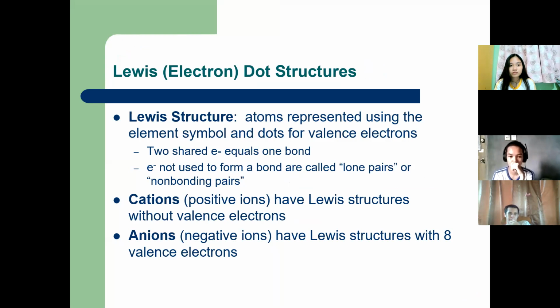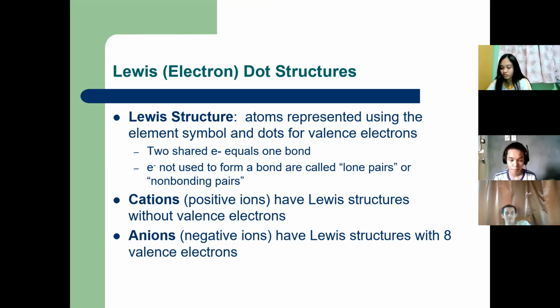We will use the LEDs or the Lewis electron dot structure to signify the type of bond, a covalent bond, an ionic bond, and a metallic bond. Lewis electron dot structure will tell us the number of electrons present in the outermost shell of an element. Lewis electron dot structure will be guided by the group number.